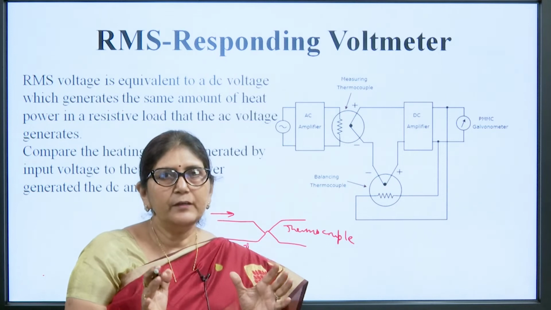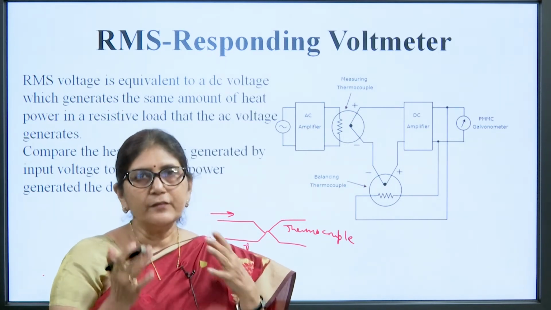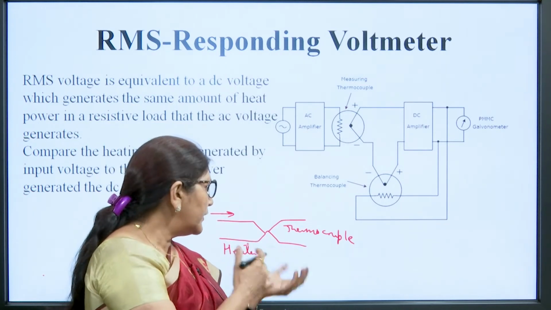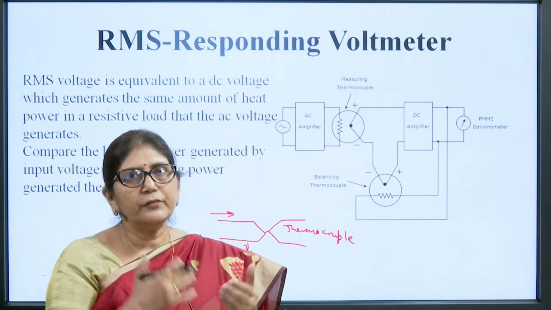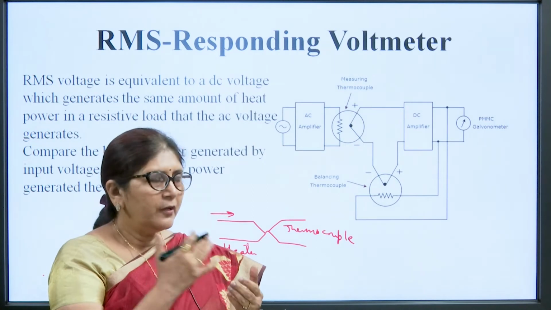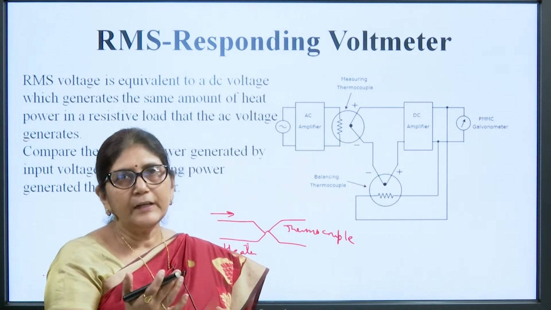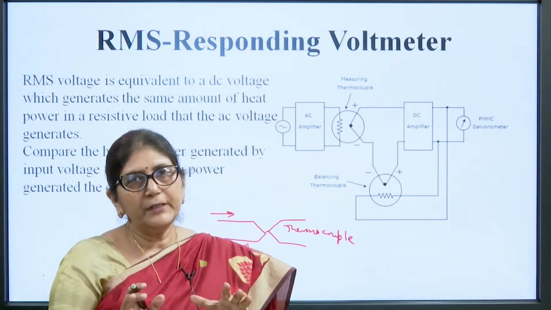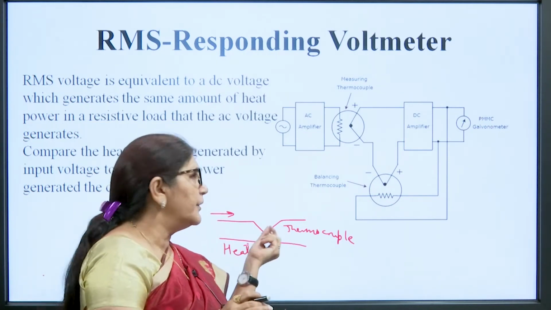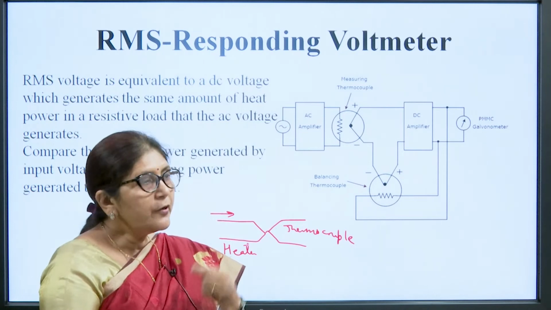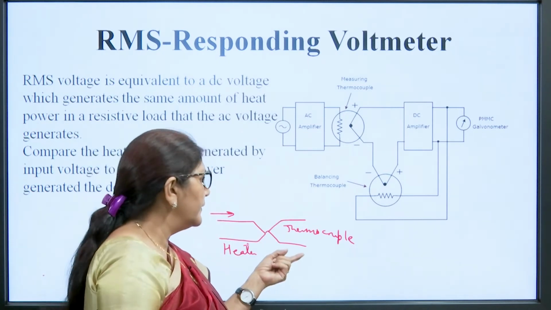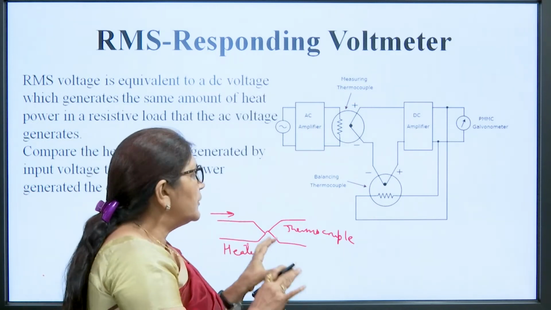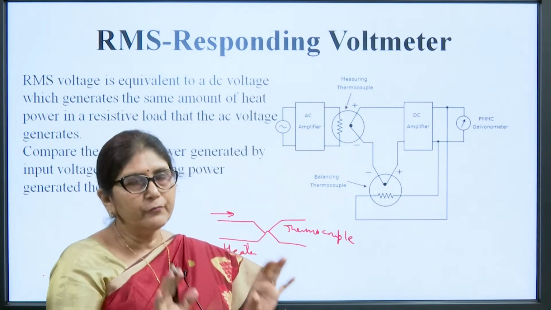A thermocouple, as we know, is a transducer which converts the change in temperature into change in voltage, or you can say the thermal energy into an electrical signal. The thermocouple is made up of two dissimilar wires, and if a temperature is applied at the junction of the two dissimilar wires, this will produce a potential difference. So, this concept is used in the true RMS voltmeter.